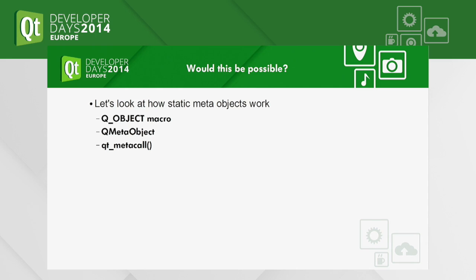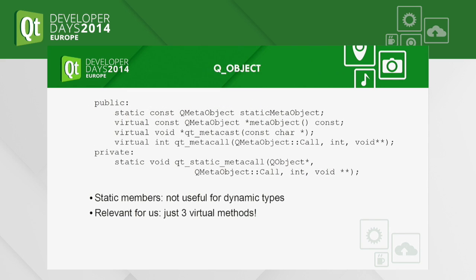And the third bit is qt_metacall. That's a method generated by moc, and that defines the behavior. So any incoming call to a slot or incoming signal, any property operation goes through that. So that's the point where we can influence the behavior. Okay, so let's start with that.